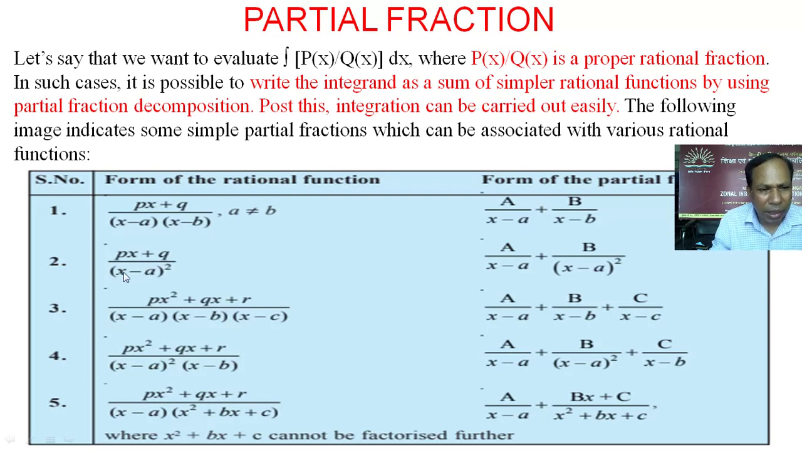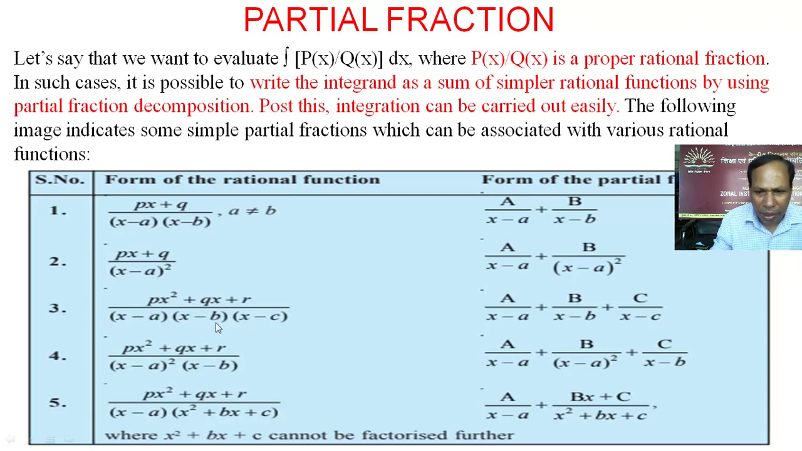Similarly, if we have the repeated factor (x minus a) whole square in the denominator, (x minus a) whole square means the same factor x minus a is repeated twice. So some numerator divided by (x minus a) whole square. Then we first write A by linear plus B by quadratic. That means if we have the repeated factor, out of that repeated factor we write the linear one first, then we write the quadratic.